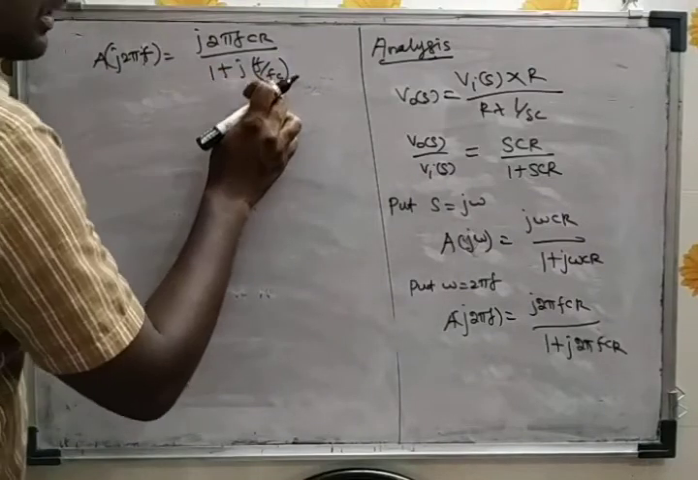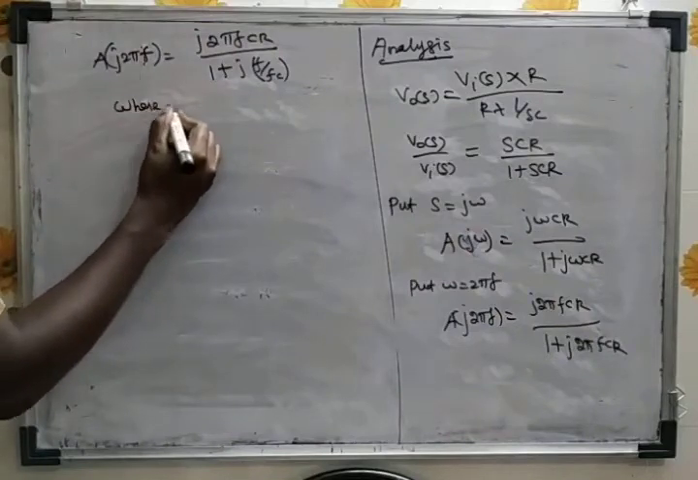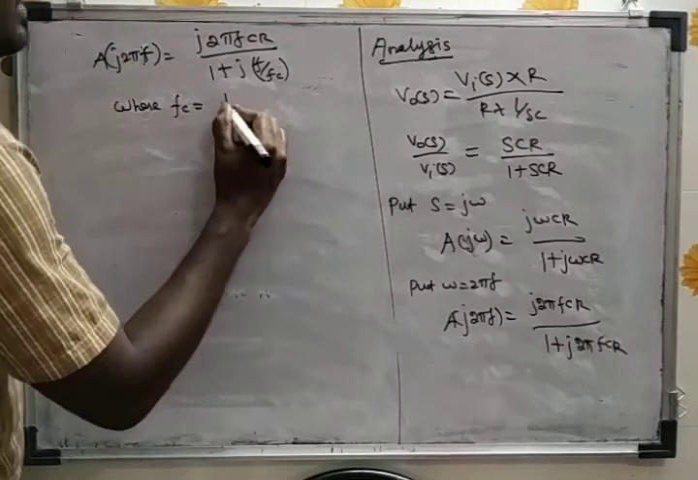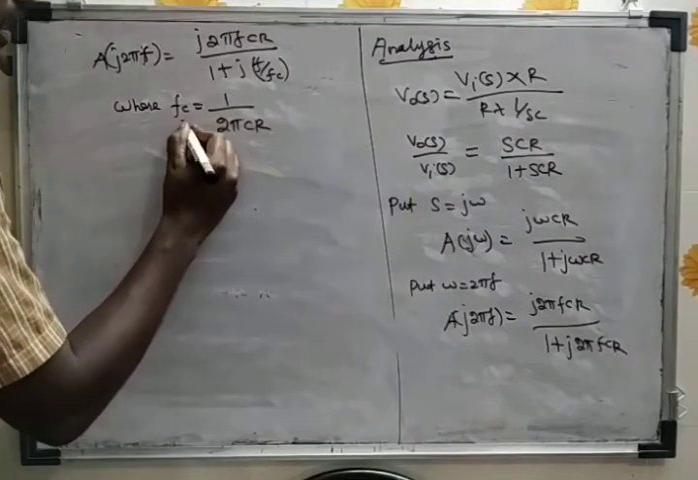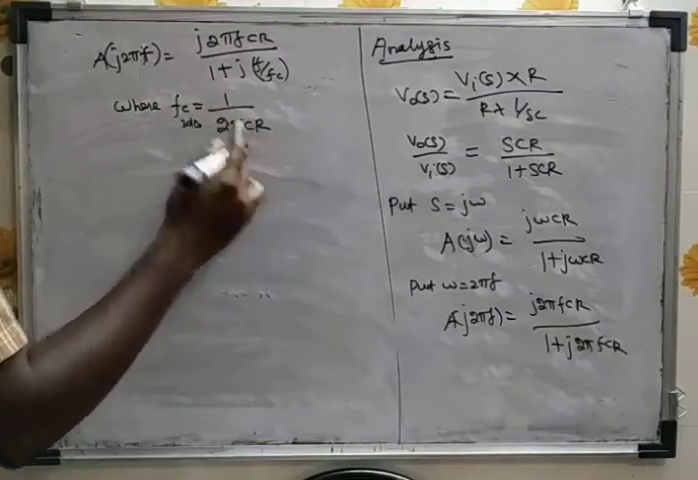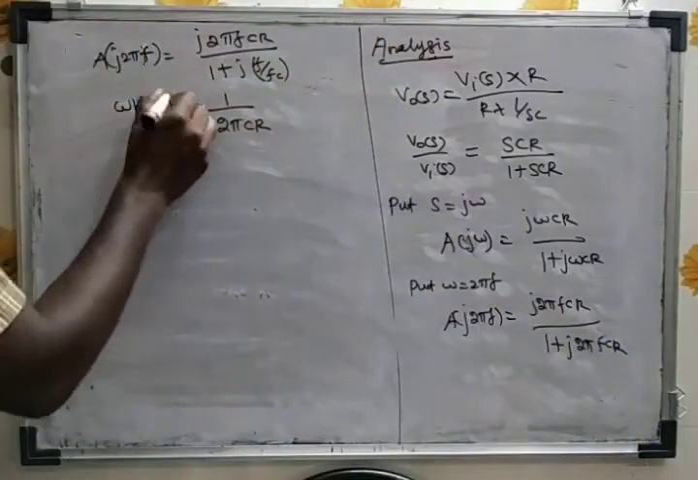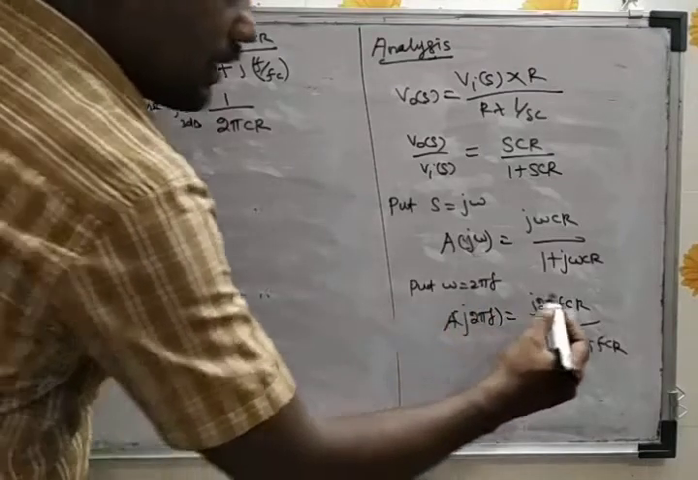This fC is your cutoff frequency. Your cutoff frequency value is equal to 1 by 2 pi CR, which is the 3 dB cutoff frequency. fC at 3 dB is equal to 1 by 2 pi CR. Now look at this equation.